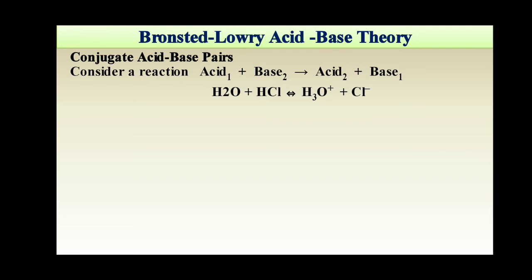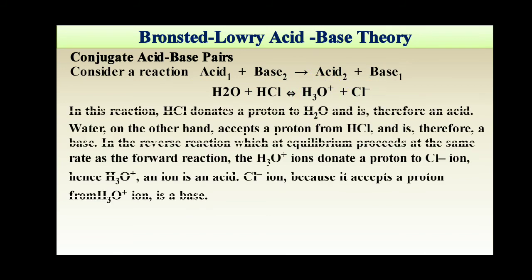So you can see here why it is acid, because here it is donating hydrogen, and on this side it is losing hydrogen, that is why this one is acid and this one is base. So you can see here H2O plus HCl will give H3O plus, that is the hydronium ion, plus Cl minus. Okay, so in this reaction HCl donates a proton.